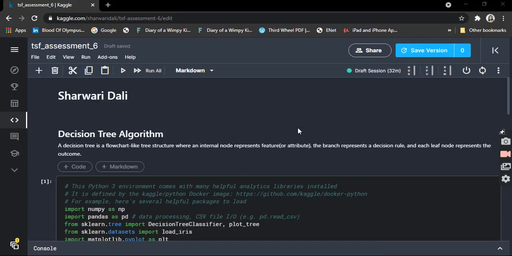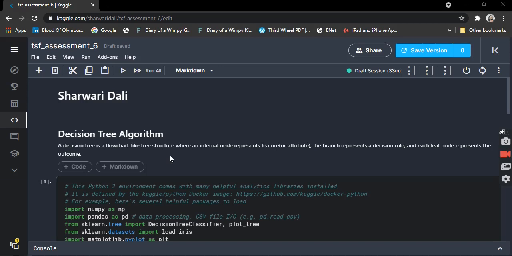Today I'm back with another video on data science using the Iris Dataset. Last time we used unsupervised learning on the Iris Dataset to form clusters of species by using the k-means clustering algorithm. Today we are using the same dataset, but the algorithm is a supervised learning algorithm, the decision tree classifier.